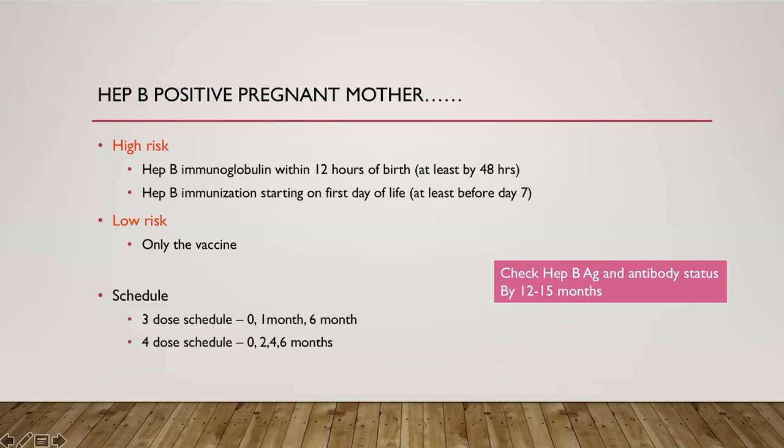After the child turns 12 to 15 months, it's better to check the hepatitis B surface antigen and antibody status, right? To see whether the child has seroconverted or not. If the child has not seroconverted, you might need additional vaccine doses.